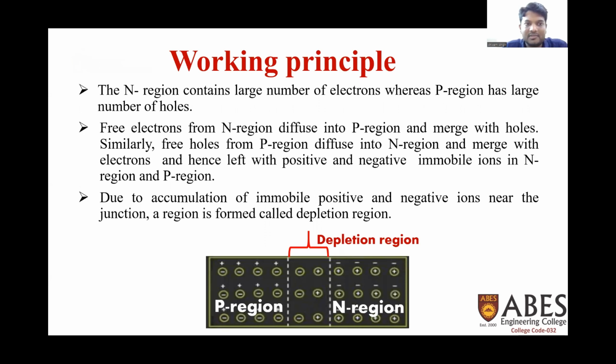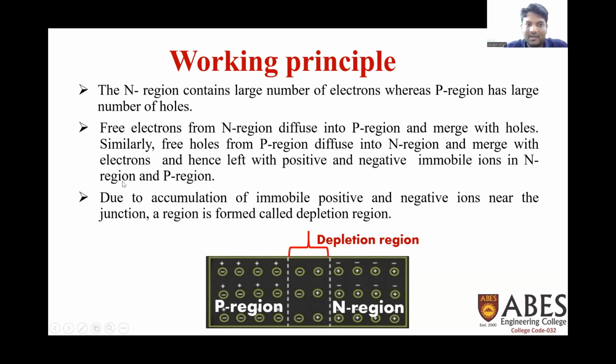Now moving to the working principle, the first point says the N region contains a large number of electrons, whereas the P region contains a large number of holes. You can also see in this diagram that I have mentioned the P region and N region. In the P region, you can see the large number of holes, and in the N region, you can see the large number of electrons.